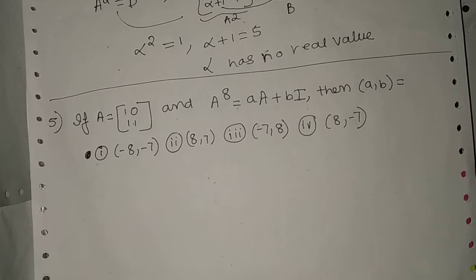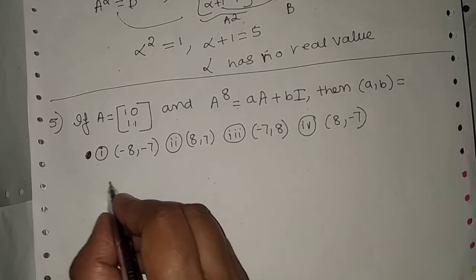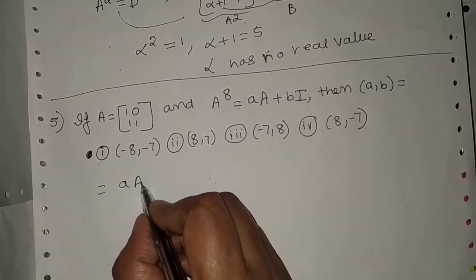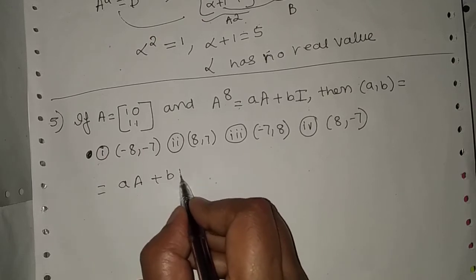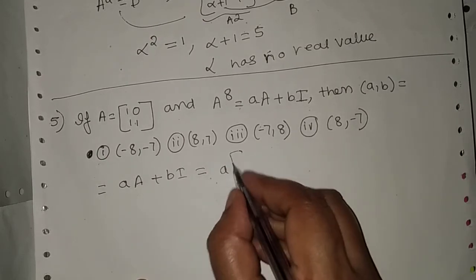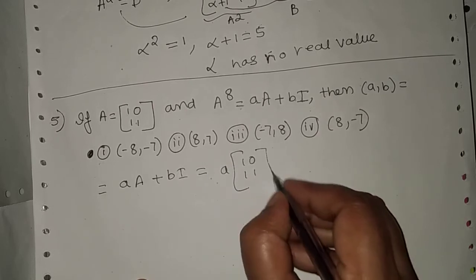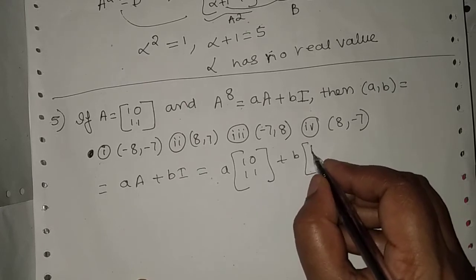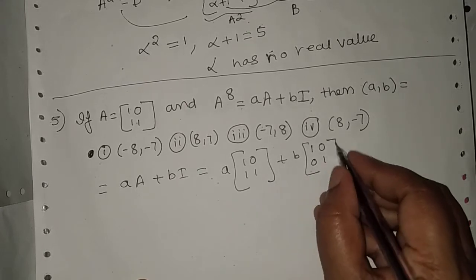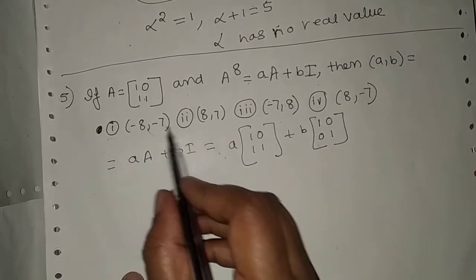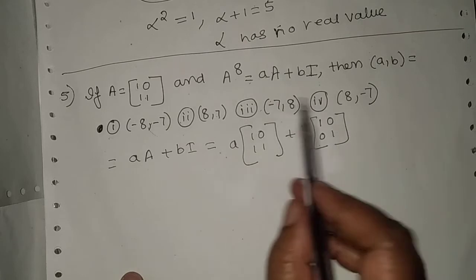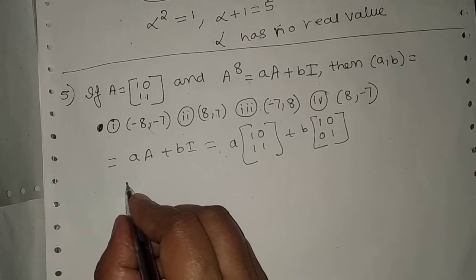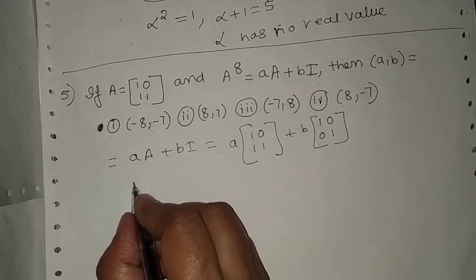So take the matrix A, take this equation, A into A plus B into I, which is equal to, take A matrix 1 0 1 1 plus B into I. What is the I matrix? Identity matrix. Write down I here. Next step is take one by one, take the elements and we have to check. But I have already solved this, so I will write the final answer directly.